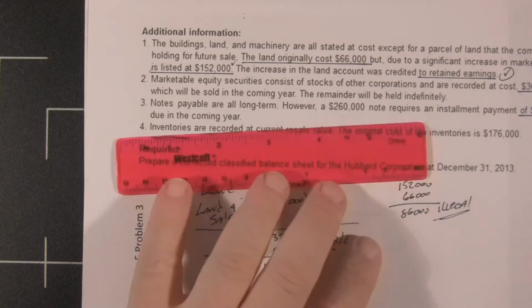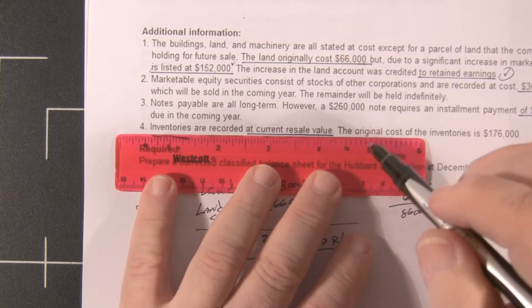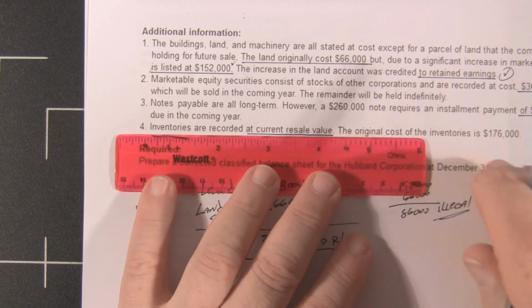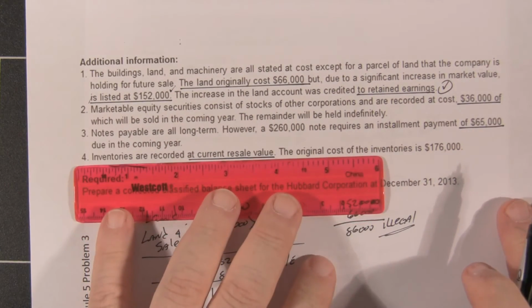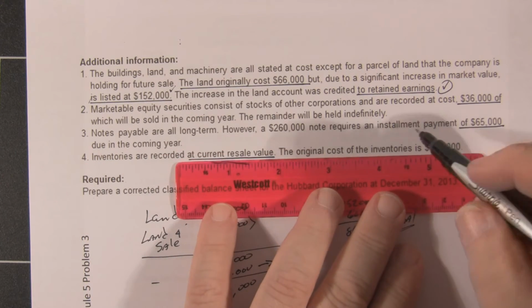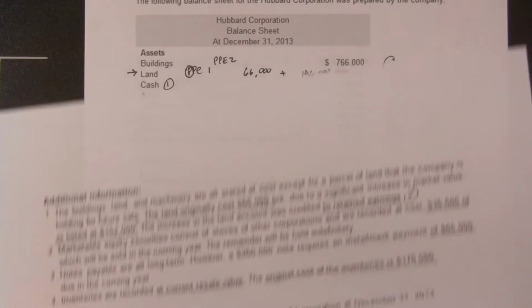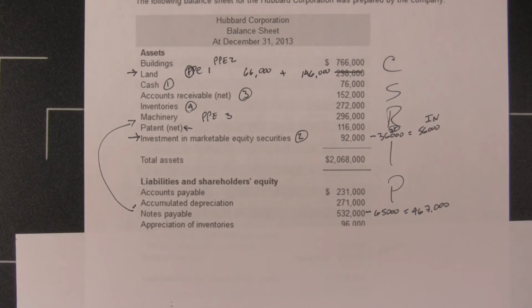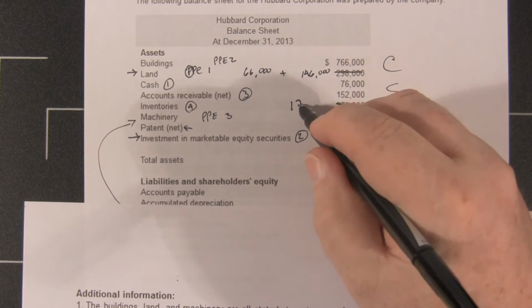And the last one is the inventories are recorded at current resale value, which means that this firm is clearly run by nitwits, morons, and nincompoops. You would never carry inventory at the sale value. We bring them back to the original cost of 176, and we just retake the inventories. Where do those nitwits have it? Goes to 176.